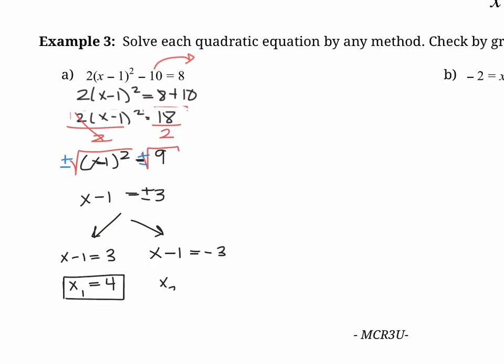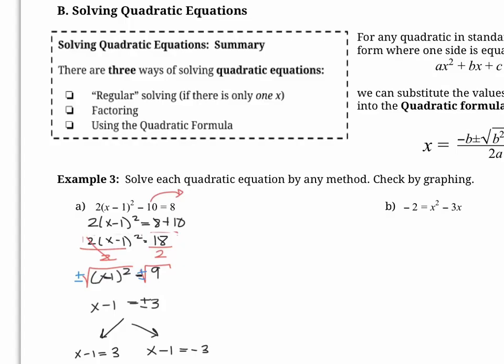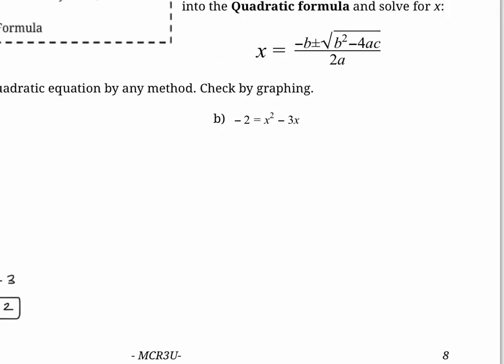Our second solution would be negative 3 plus 1, which would be negative 2. So these are our 2 solutions to our quadratic equation, and the only technique that we used was just regular solving. Before we keep going, let's just remember again the different ways we can solve quadratics. Regular solving, that way worked. We can also try factoring and using the quadratic formula.